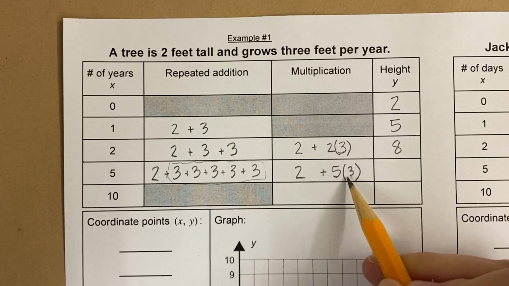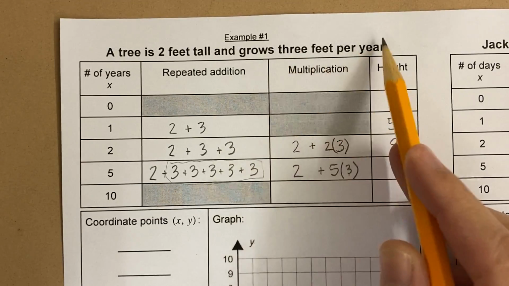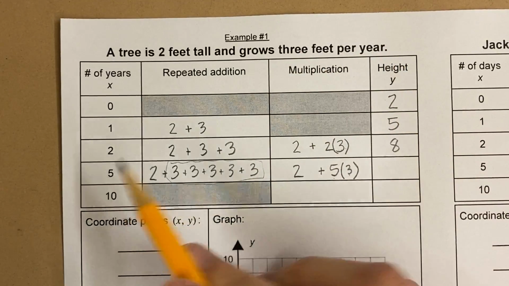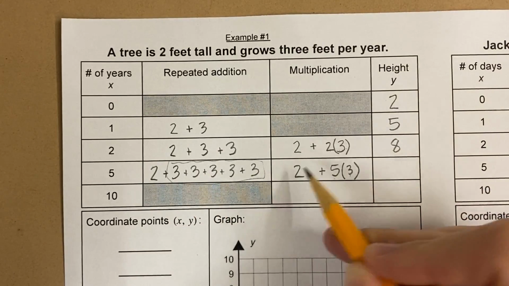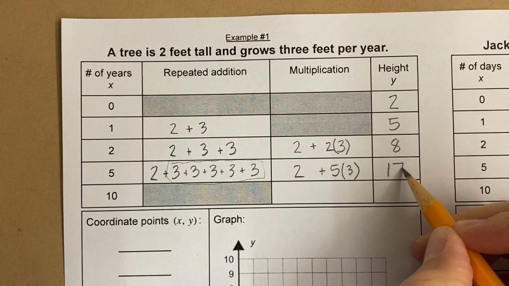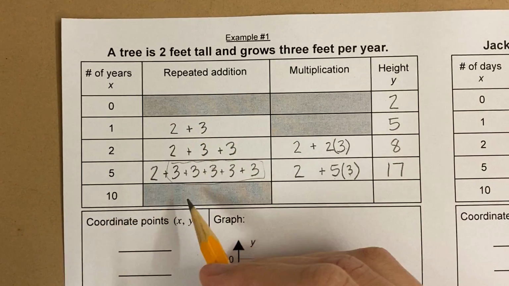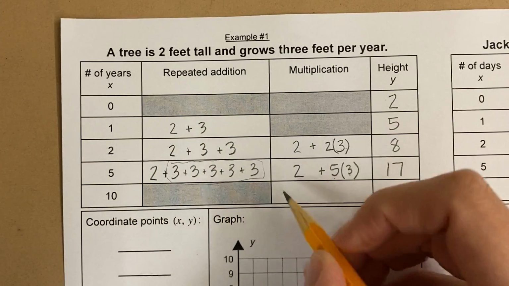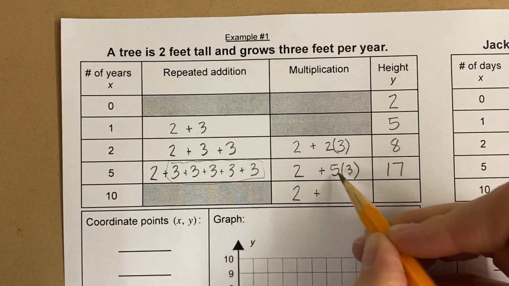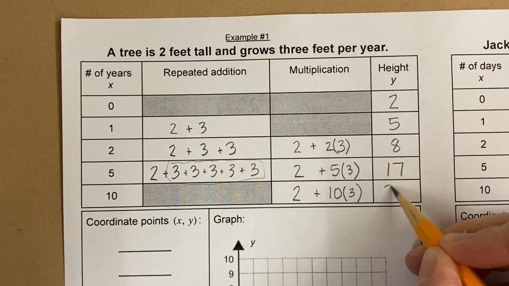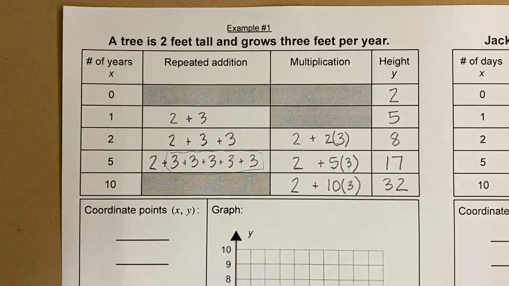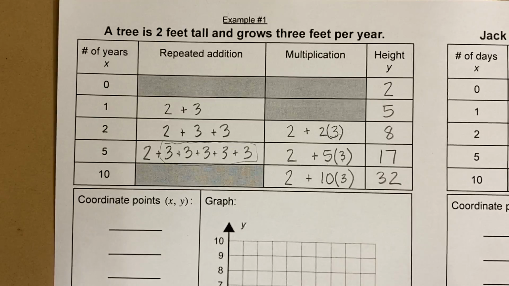It grew 3 feet per year. It grew 3 feet 5 times in 5 years. So I'd probably prefer to do this math. 5 times 3 is 15, plus 2 is 17. And after 10 years, let's not write the repeated addition, right? That just seems like a waste of time. It would grow 3 feet 10 times. So that would be 32 feet tall after 10 years.